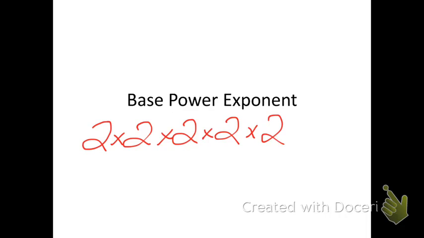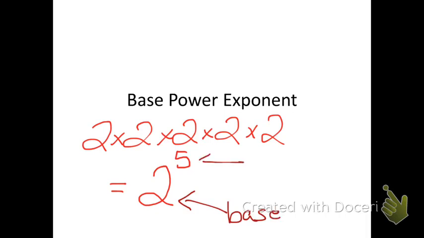So here I have 5 2's multiplied to each other. Well, if I'm going to write them as an exponent, then I'm going to write the number 2 because that's what's being multiplied. And since it's been multiplied 5 times, I'm going to make a superscript of 5. So the 2 you see here is what we call the base, and the 5 is what we call the exponent. So that just tells me that 2 to the power of 5 is the base power exponent.